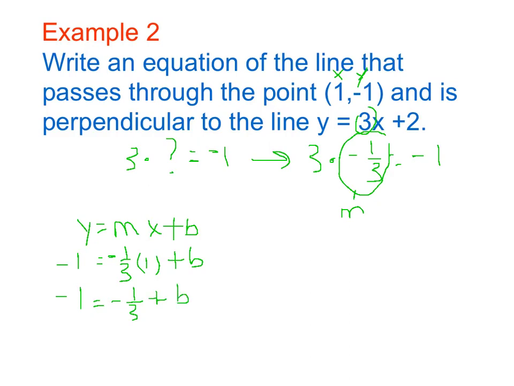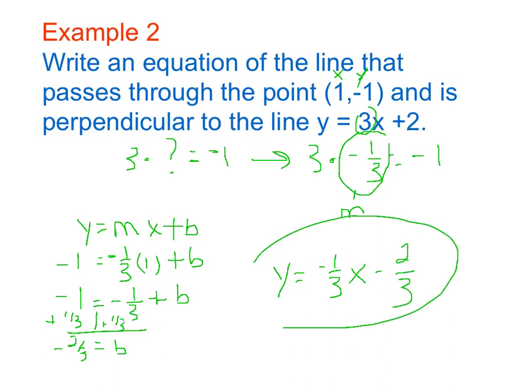And if we add 1/3 to both sides to get b by itself, we get negative 2/3 on the left, which is our y-intercept. So if we're going to write this equation, we get y = -1/3 x - 2/3. That equation will be perpendicular to the equation y = 3x + 2.